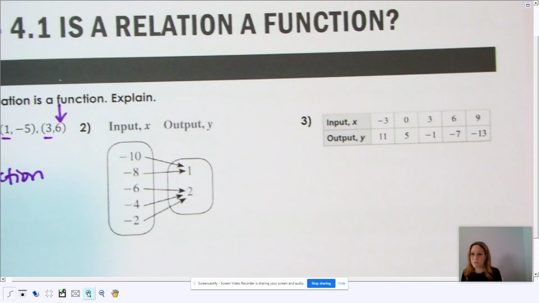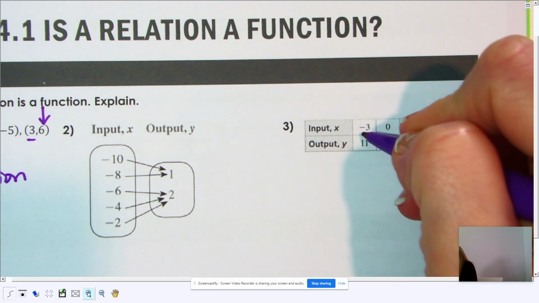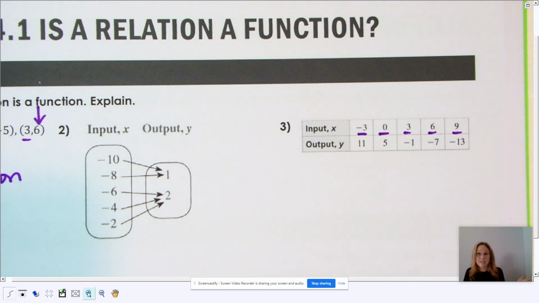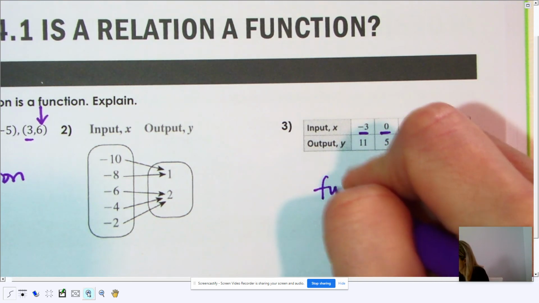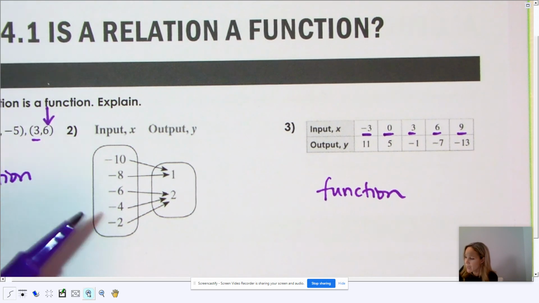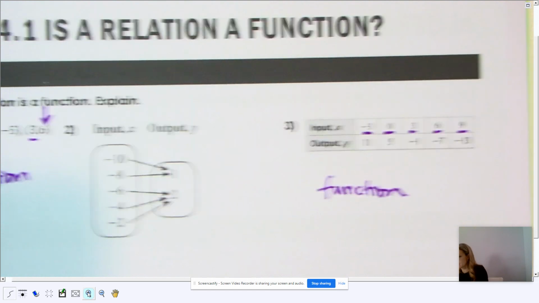Okay, we're going to look at question 3. Again, try this on your own, hit pause, and then play when you're done. So we're going to be looking at the inputs. I plugged in -3, 0, 3, 6, 9. As long as the inputs are all different, it's going to be a function. So function. It's only when it has 2 of the same input that goes to 2 different outputs.